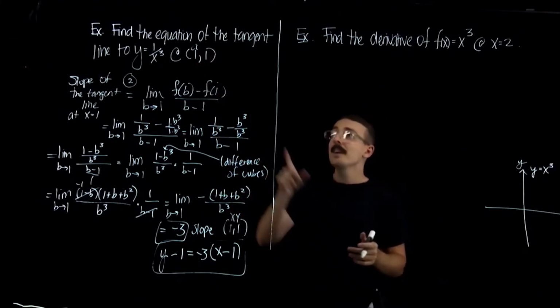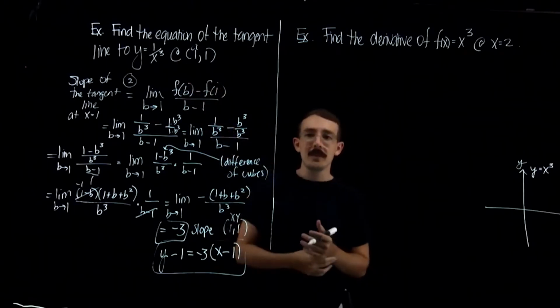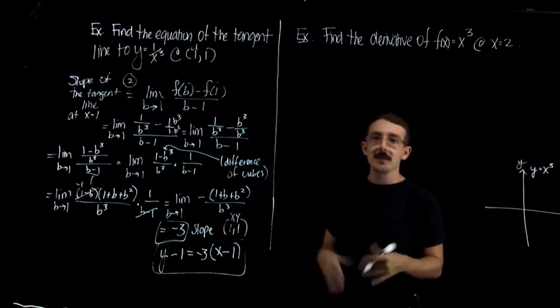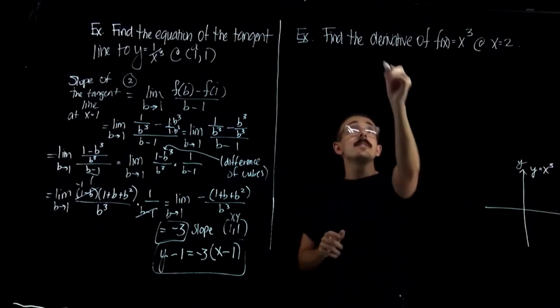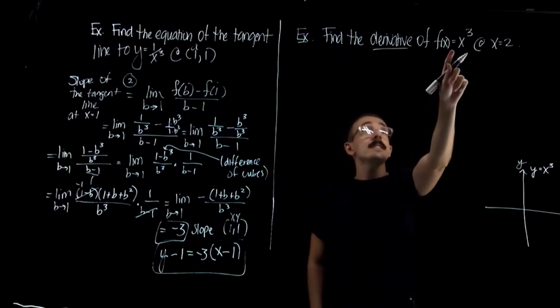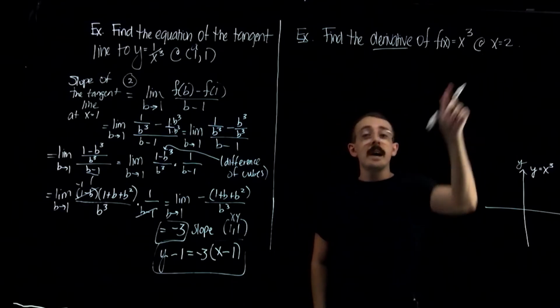So I'm just pointing that out. You can go to the original if you need a point. Sometimes they don't give it to you, so I'm just warning you. This one, we're going to find the derivative of f of x equals x cubed at 2.